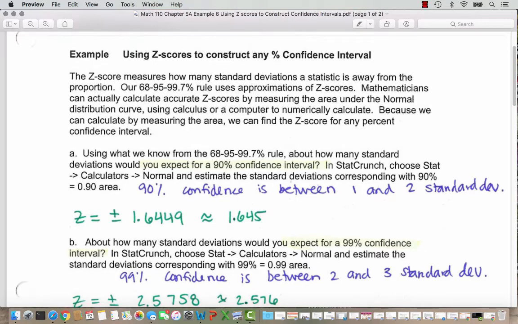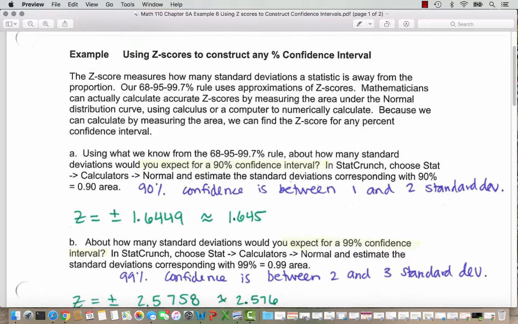In this video, we take a look at how we can use z-scores to construct any percent confidence interval. The z-score measures how many standard deviations a statistic is away from the proportion. If we were talking quantitative data, we would say it's a measure of how many standard deviations a statistic is away from the mean. Since this is categorical data, we think of the proportion as the center of our normal distribution.